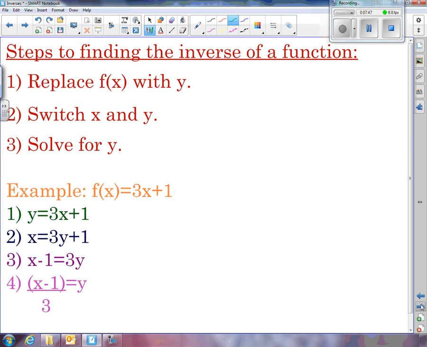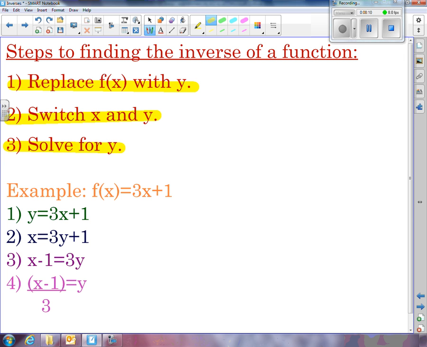Let's just write down the steps of how to solve this for an inverse. The steps of how to find the inverse of a function are pretty simple. First thing you do is replace f of x with y. If it starts with y, then you don't have to do step number 1. Then you just switch the x and the y, and then you solve for y.